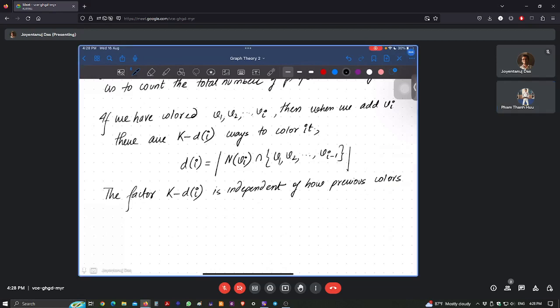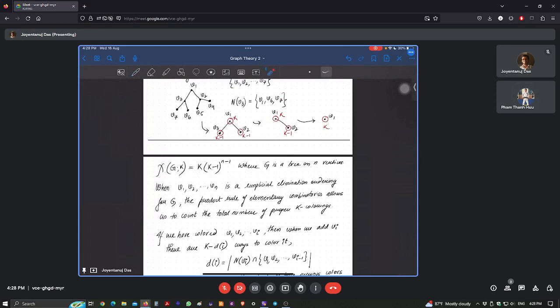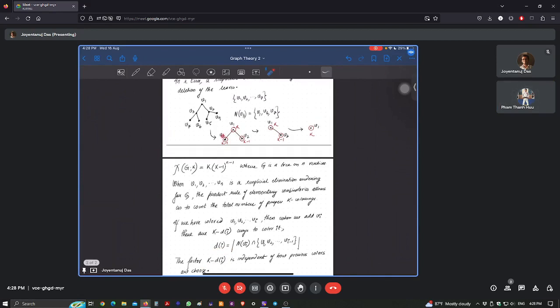Since we are backtracking, I know that at every stage this vi is a simplicial vertex of the remaining graph. So I cannot choose this many colors, and I have only k minus d_i choices. That's how it gives. For a tree it becomes easier because at every stage it is adjacent to only one, so I have k into k minus 1 to the power n minus 1. We'll see a different graph and example; it will be more clear.